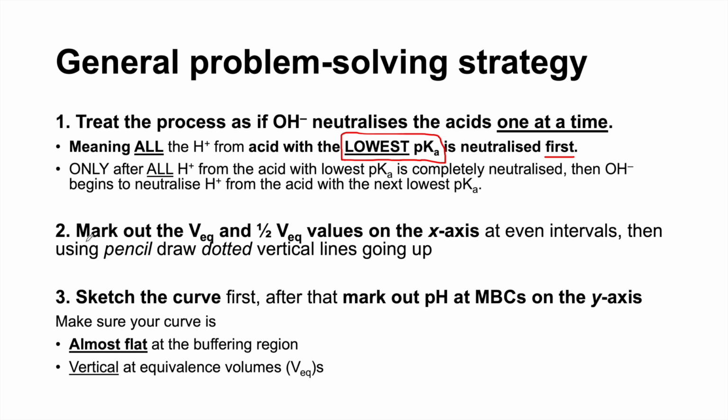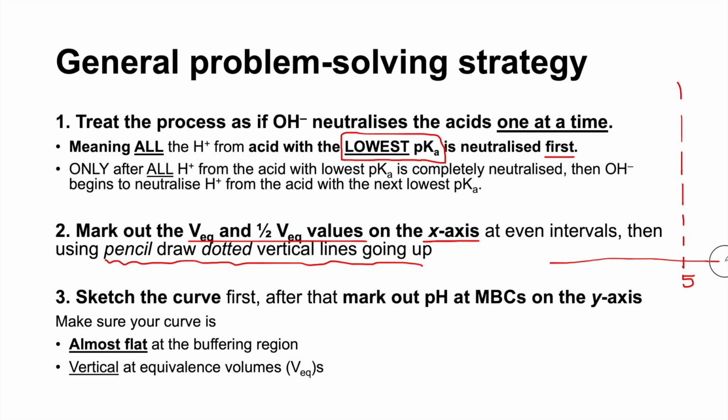Okay, then after that, the second thing I'll do is take care of my x-axis. So this is my x-axis. I will mark out all the equivalence and half equivalence volumes, and then I will use my pencil to draw dotted vertical lines going up from my x-axis. So like maybe this is my 5 cm mark. I will write that, and then I will straight away draw this dotted line. By the way, I should probably just put that V over there, so that I can just draw my dotted line straight up there.